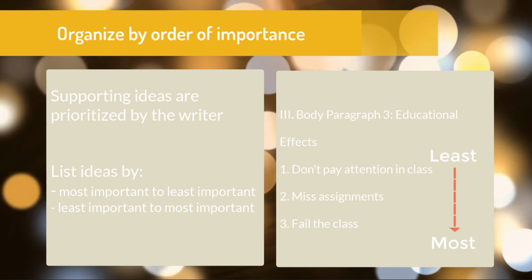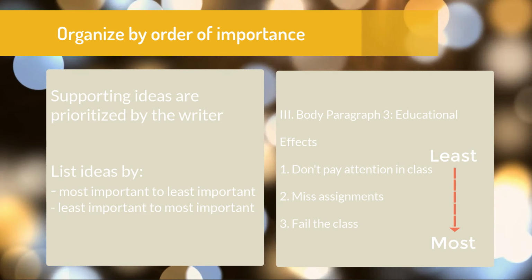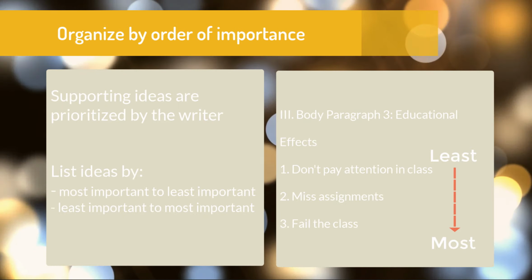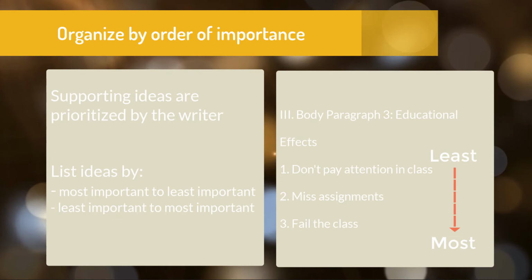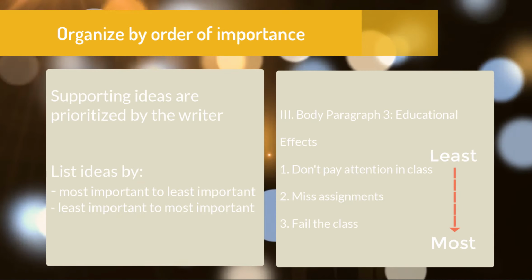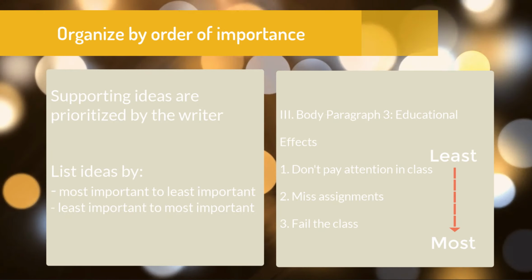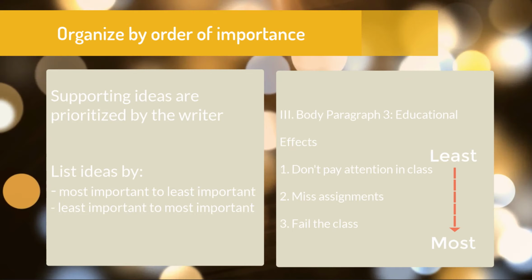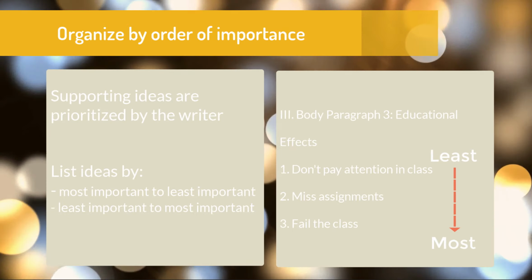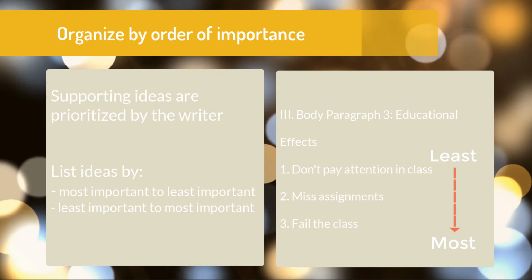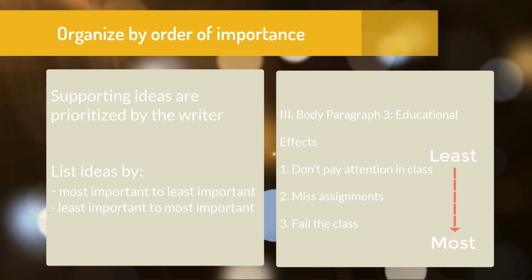The writer thought that while not paying attention in class and missing assignments is important, the most important effect of social media on education is the fact that students fail the class. This will not only affect their score, but it will affect their life after school. It may affect if they graduate or get accepted into the school they wish to attend. Thus, failing the class is the most important.